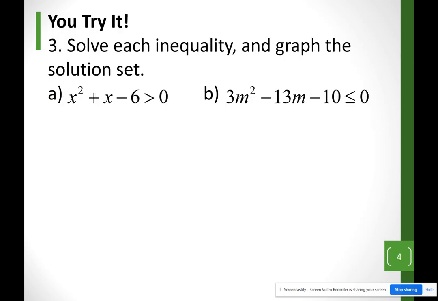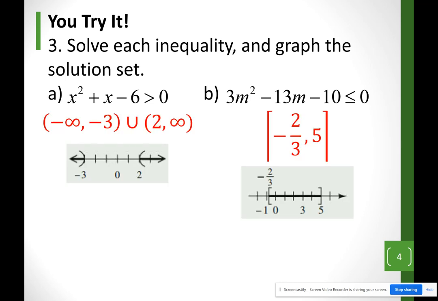Now let's take a look at this one. You guys try these at home. Those are your solution sets, and I even graphed them for you.